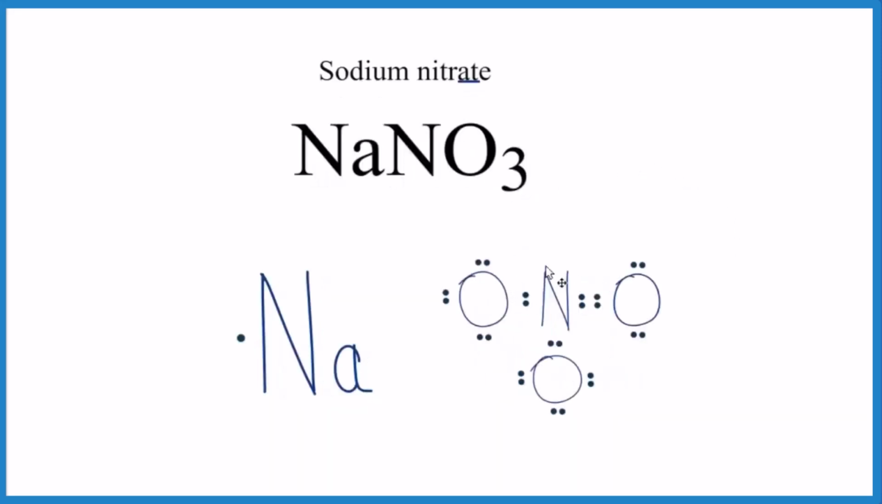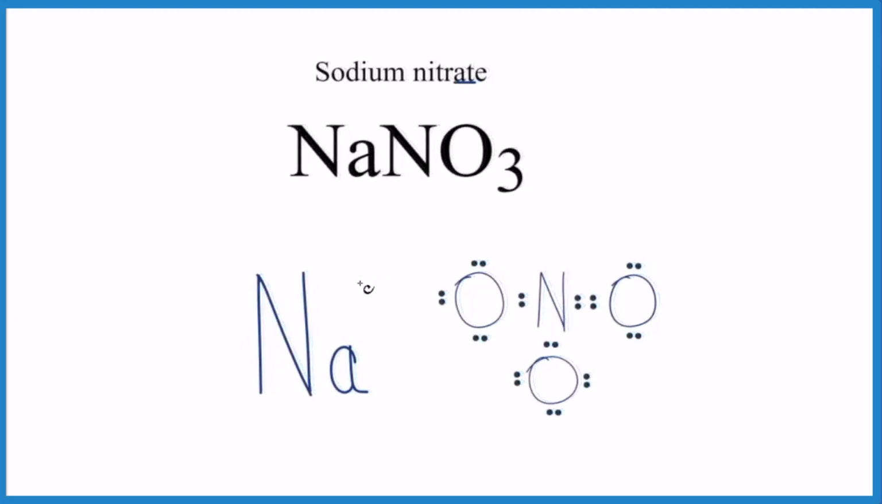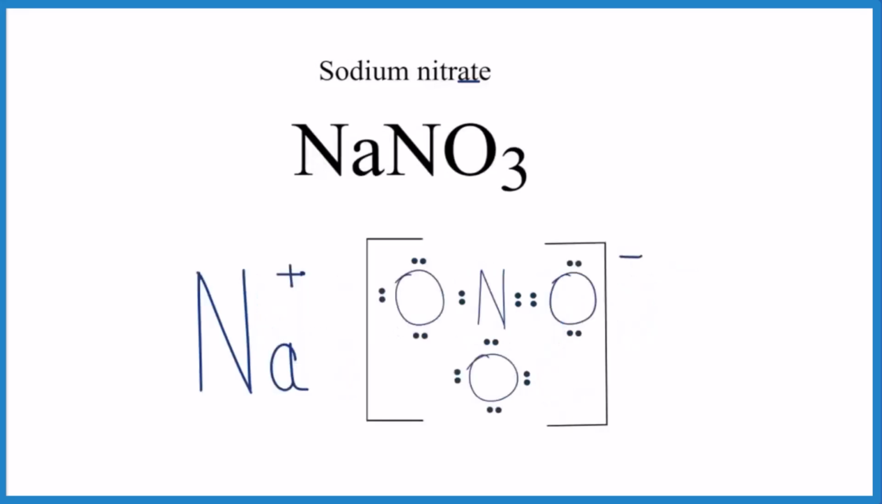So here we have the Lewis structure for NO3, and we said that the sodium, being the metal, will transfer that valence electron to the nonmetals. Since it's lost the electron, it becomes a 1+, and the NO3 that gained it, that becomes a 1-. We put brackets around the anion, the negative ion, and that makes this the Lewis structure for NaNO3, sodium nitrate.